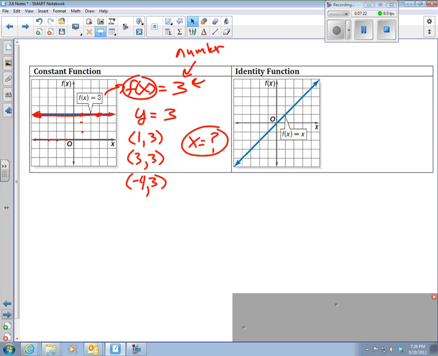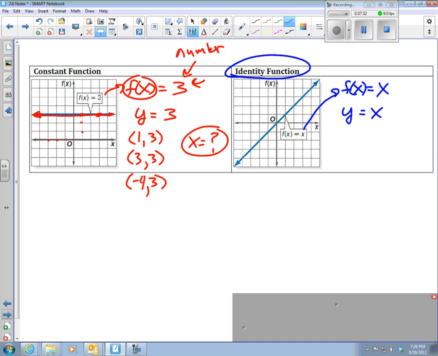Identity function is just what it is. The identity function right here. F of x equals x. Or basically y equals x. And what that means is, if you were generating ordered pairs for this function, one thing holds true. Whatever you plug in for x is going to be equal to y.